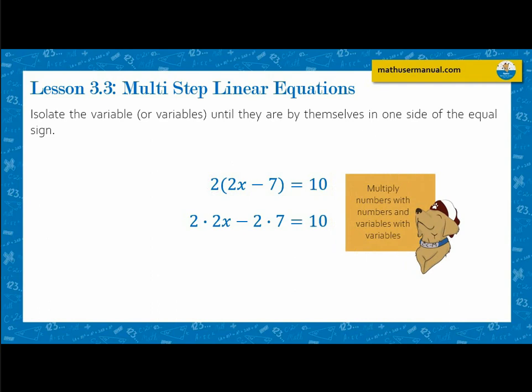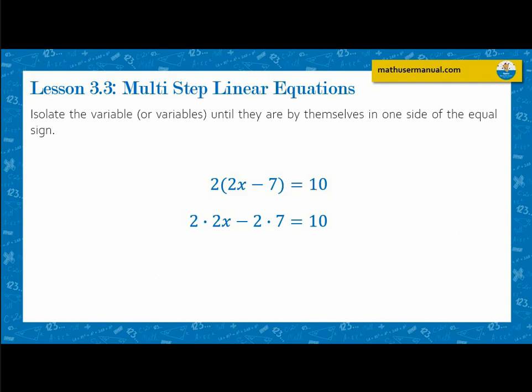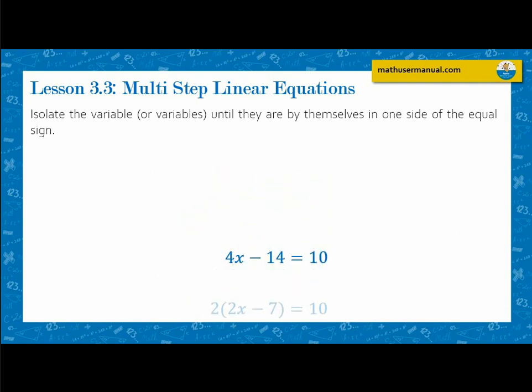Then we need to do the operations. Let's simplify this equation. We multiply numbers with numbers and variables with variables. So 2 times 2x is 4x, and 2 times 7 is 14. So we can write this as 4x minus 14 equals 10. And now this equation no longer has a parenthesis, and we can solve. This is now very similar to the two-step equations we were solving on lesson 3.2.